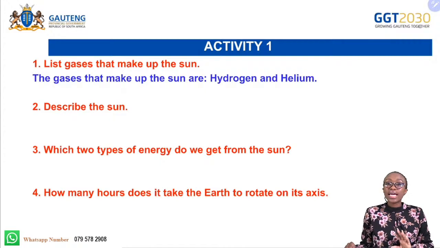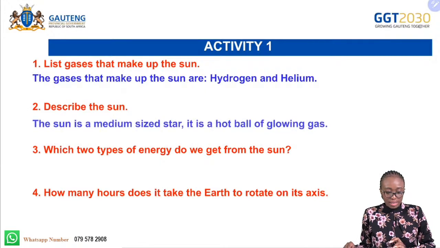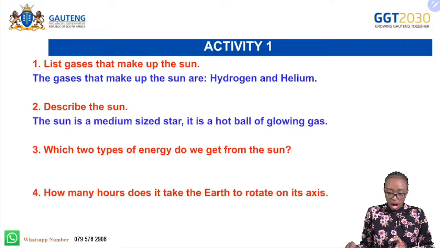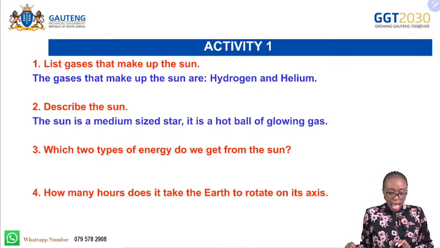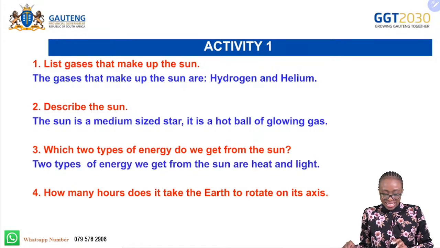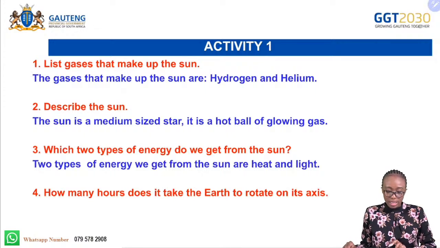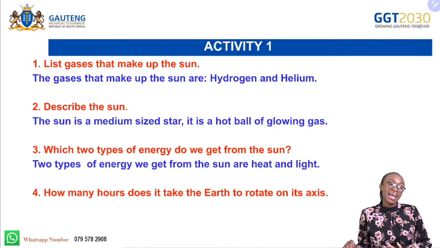And then describe the sun. Can you give us a description of the sun? The sun is a medium-sized star. It is a hot ball of glowing gas. And which two types of energy do we get from the sun? Do you remember them? The two types of energy we get from the sun are heat and light.